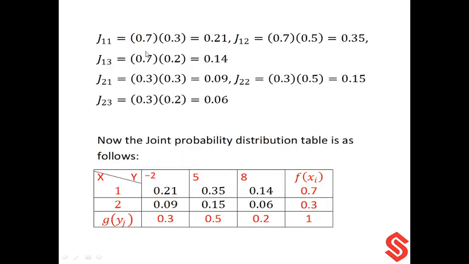So we get J11 is 0.21, J12 is 0.35, J13 is 0.14, J21 is 0.09, J22 is 0.15, and J23 is 0.06. So we substitute all these joint probabilities in the table. So we get the joint probability distribution table like this. So we have the values of x, values of y, f of xi, g of yj, and the joint probabilities jij.